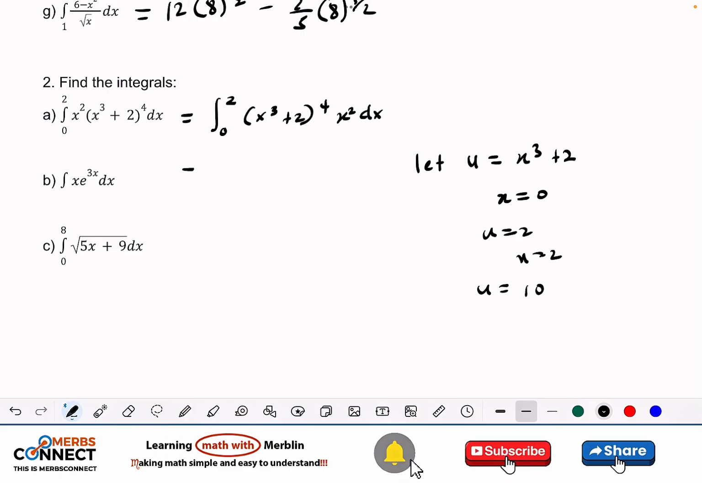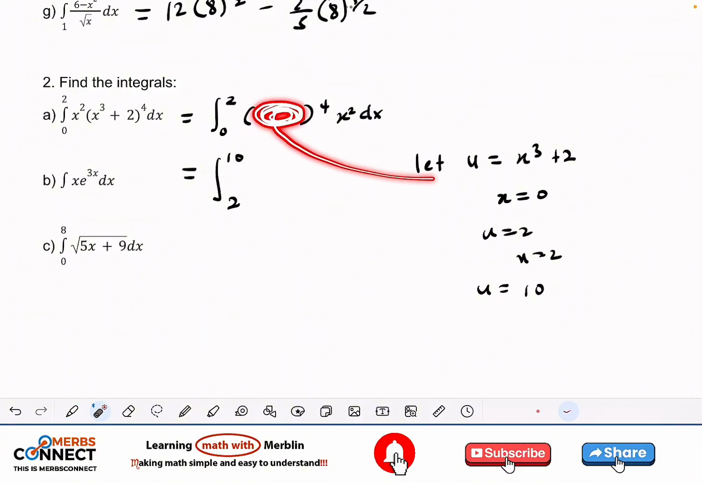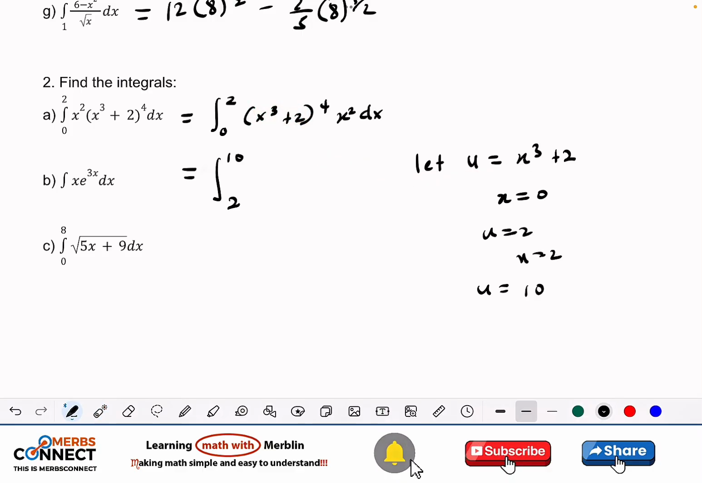Good. So now the integration here is going to be from, when it is 0, we get 2, so we are going to have 2 here. And when it is 2, we are getting 10, so we are having 10 here also. Right. Now, what can we see again? We can see that this one here is u, so I can have u to the power 4.